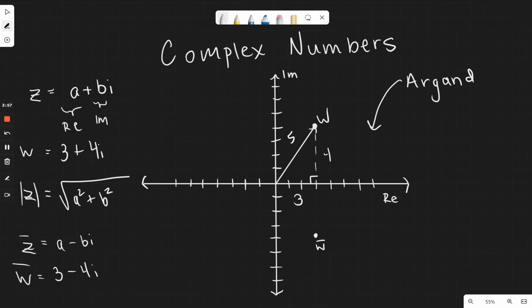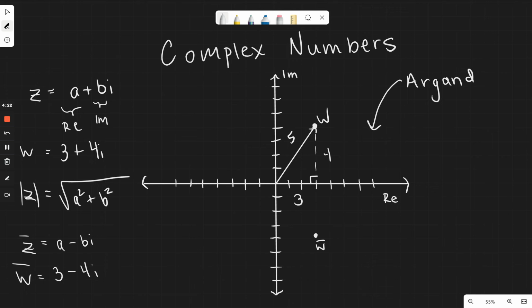So as you can see, the conjugate of something is the coordinate itself reflected over the x-axis, right? Just because we're switching the y-coordinate. So you can think of it as the coordinates going from 3, 4 to 3, negative 4 on the rectangular plane, right? Just because we're changing the sign of the y-coordinate.